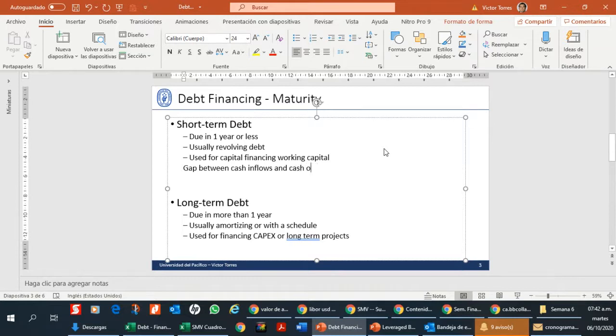And what we're going to be trying to do with the short-term debt is just finance that gap over time. That's the main idea of the short-term debt and working with a revolving scheme. Then we also have the long-term debt, which is due in more than 1 year. That's the norm. We're going to have a current portion of the long-term debt on the balance sheet, but that's still long-term debt. And it's usually going to have an amortizing schedule.